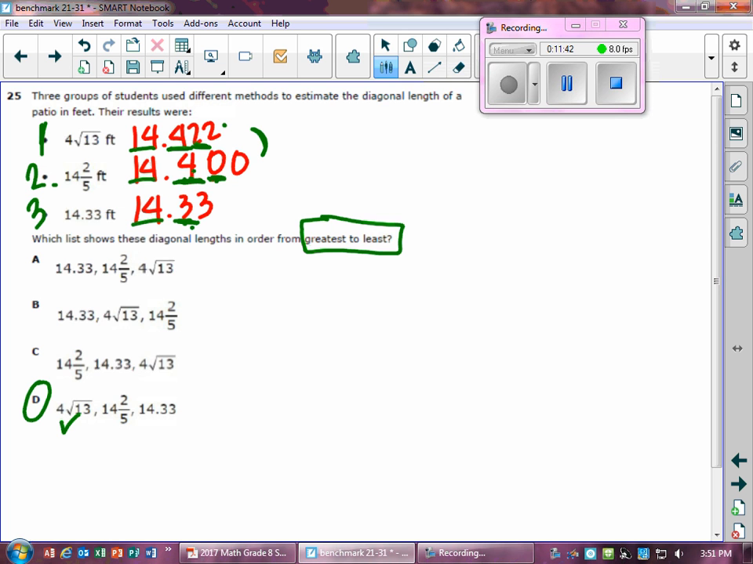And that's why I write out three digits after the decimal, because sometimes in the tenths place they're the same, and so you need to move on to the next one. Okay.